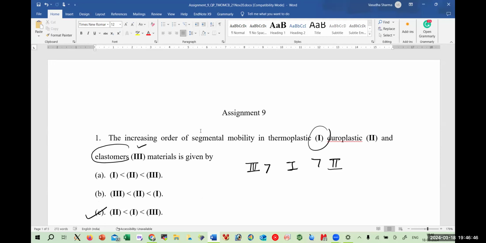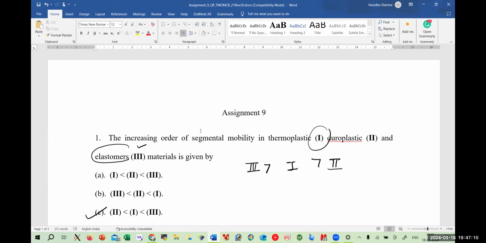So as I said, for the increasing order of segmental mobility in thermoplastics, we considered 5 different types of polymers. The last 2 types are just a combination of these three. So we have thermoplastics, duroplastics, and elastomers. We have already read 2-3 times which one has more mobility.